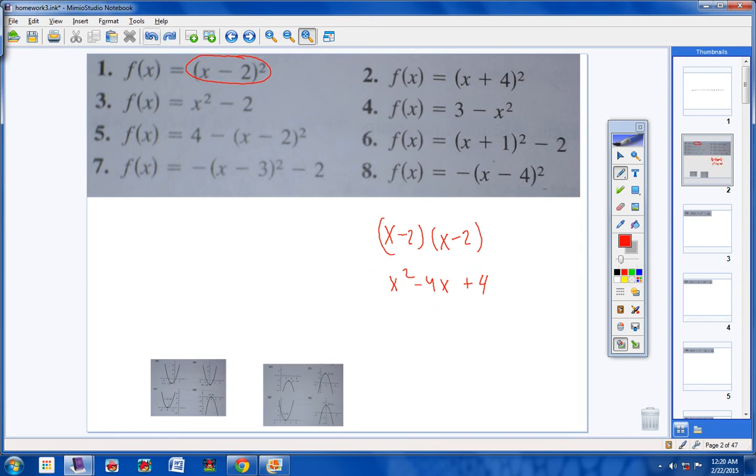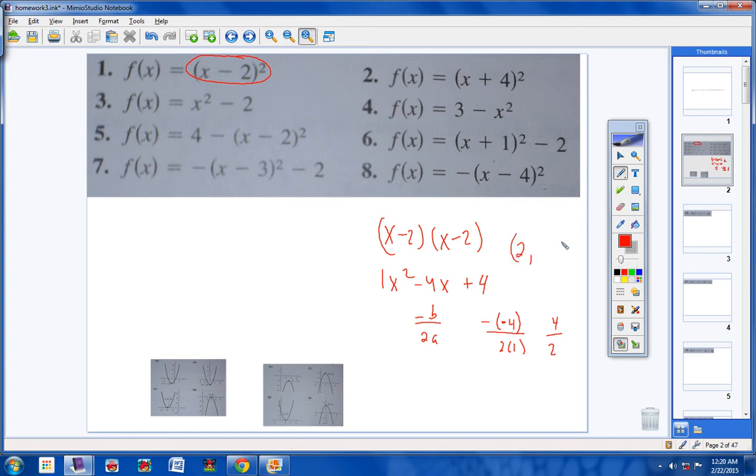And so now I can very quickly find the vertex, negative b over 2a. My b is negative 4 right here, so I have negative parentheses, negative 4, all over 2 times a. A is 1, so 2 times 1. So I end up with positive 4 over positive 2. So I get x equals 2, okay?